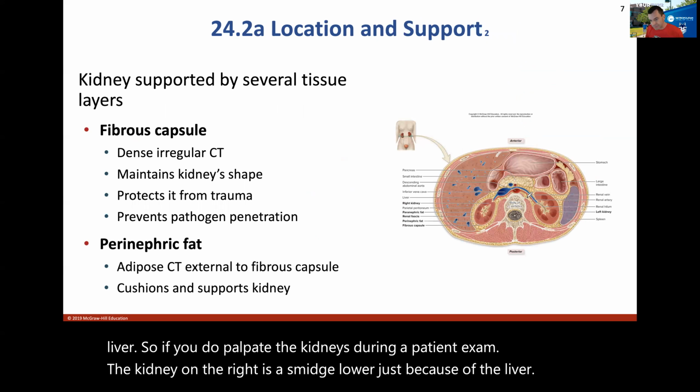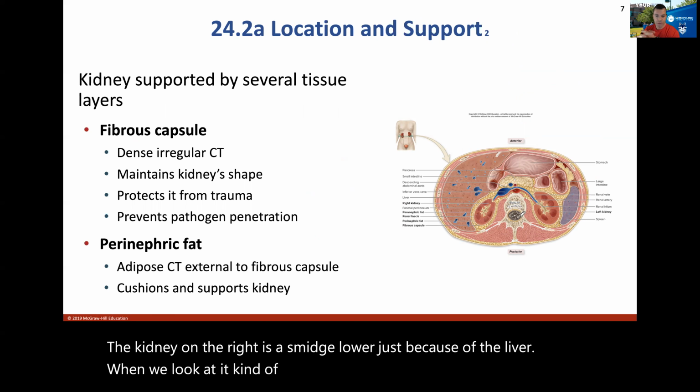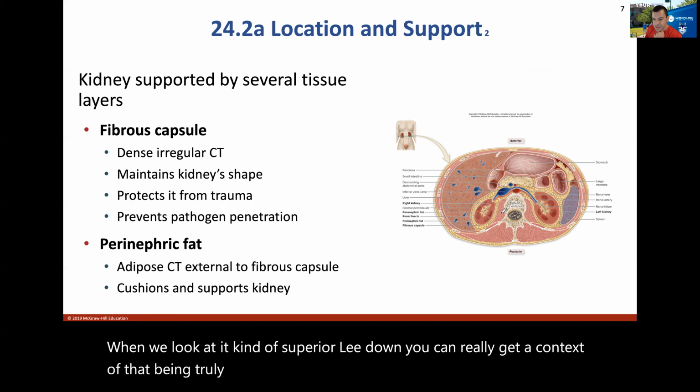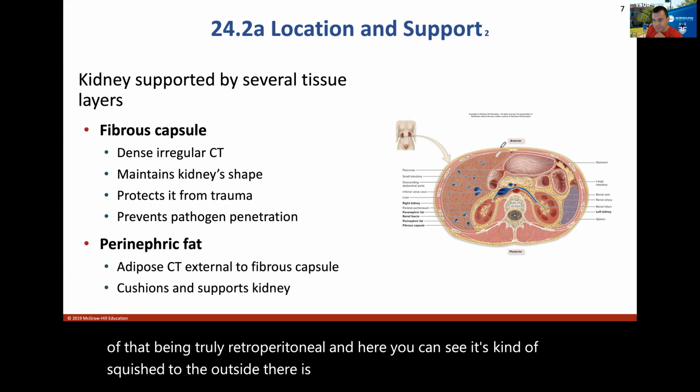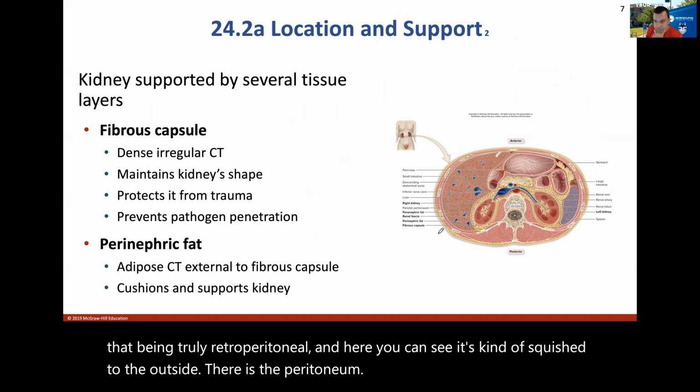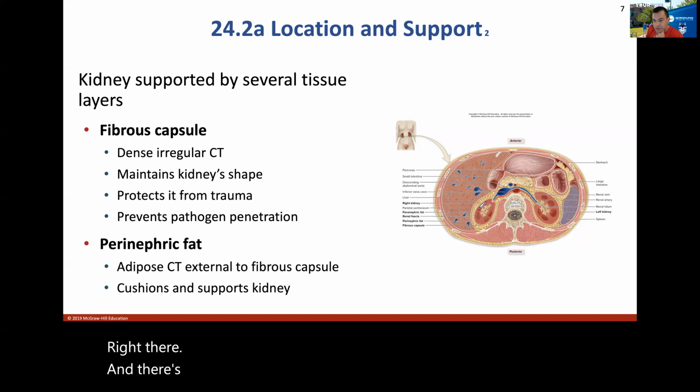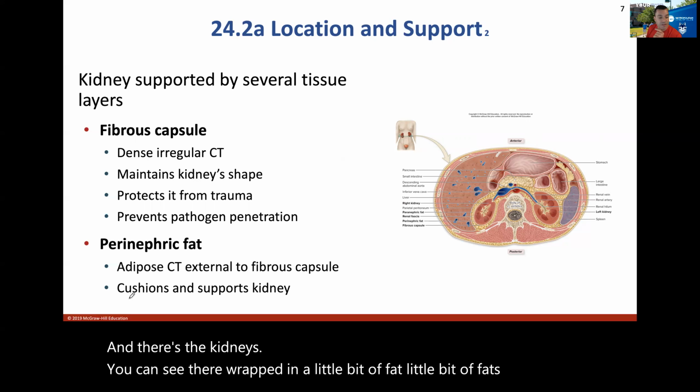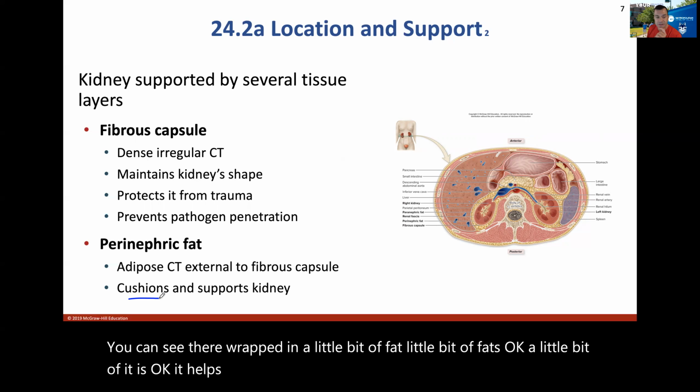When we look at it superiorly down, you can really get a context of that being truly retroperitoneal. And here you can see it's kind of squished to the outside. There's the peritoneum. Right there. And there are the kidneys. You can see they're wrapped in a little bit of fat. A little bit of fat is okay. It helps to cushion and protect it.